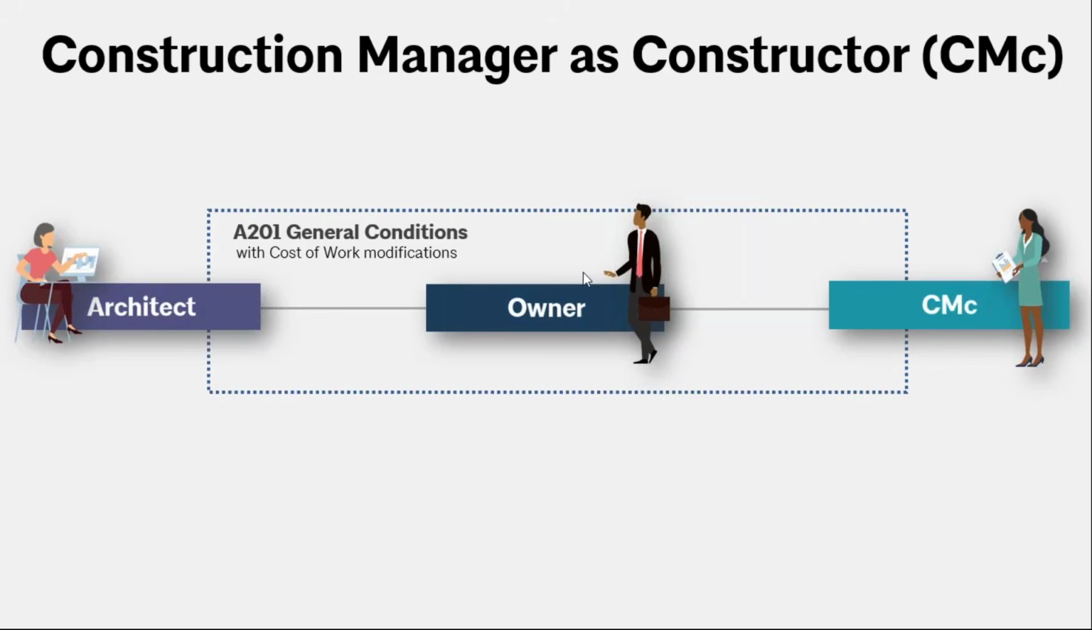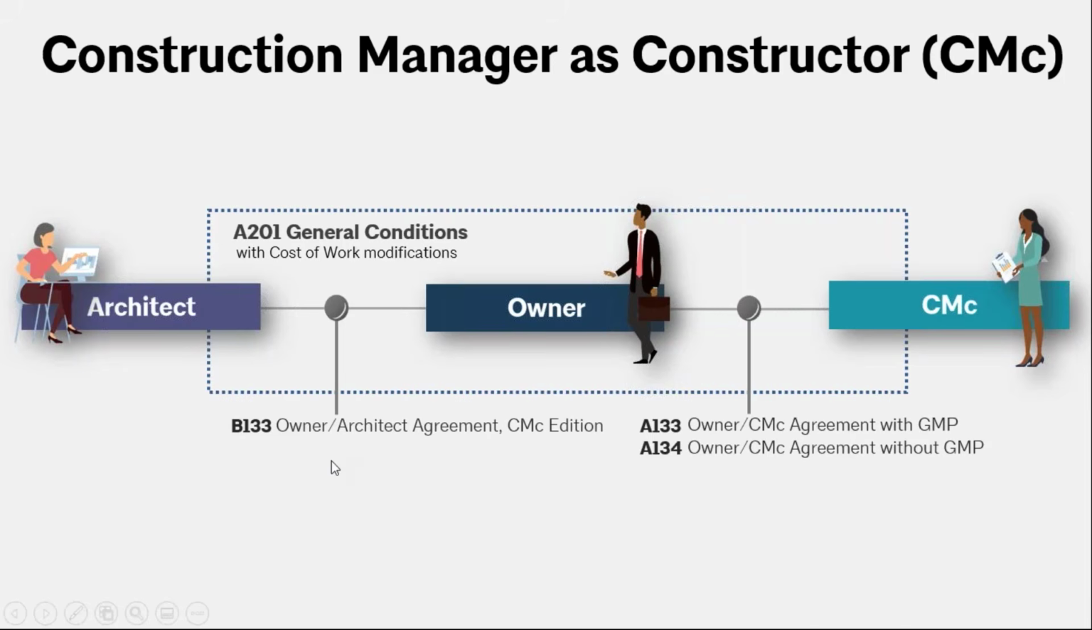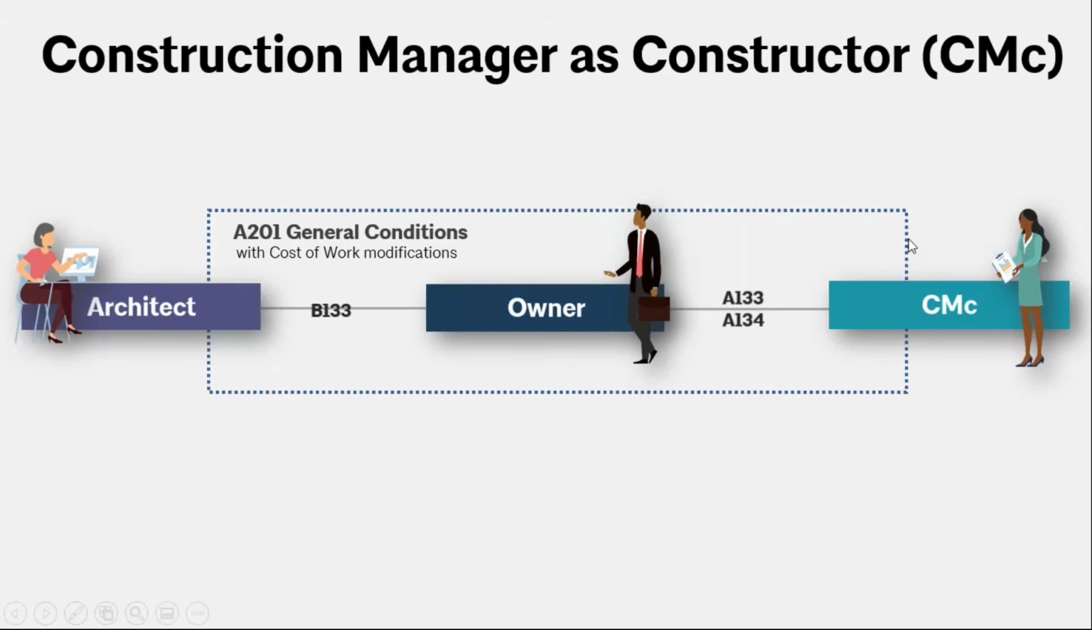You just have to make modifications to the cost of work. And of course, you're going to have some altered agreements here to accommodate this family. So between the architect and the owner, you're going to have that B133, which is just your owner-architect agreement for the CMC family, again, to accommodate those differences in delivery method. And then you're going to have, whether you want the GMP or without GMP, again, that means guaranteed maximum price, you're going to have that A133 or A134. So you have those documents there.